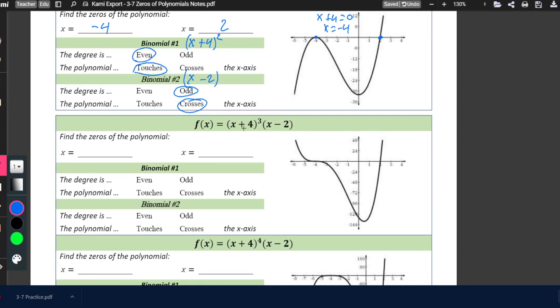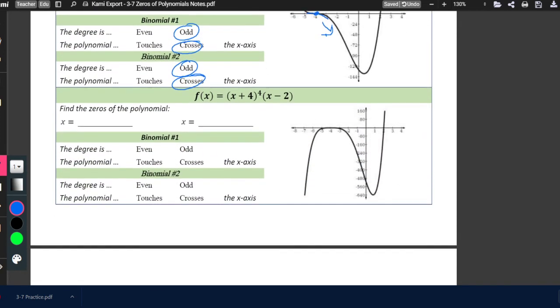So next up, we have x plus 4 cubed times x minus 2. And just like before, our zeros are the same. But as you can see, our degree for our first binomial is odd this time. And as we see here, it crosses past the x-axis, meaning our function goes from positive to negative. And just like before, because we never changed it, our second binomial is still the same, odd, and it crosses. Now we're up to x plus 4 to the 4th. Still the same deal with our zeros.